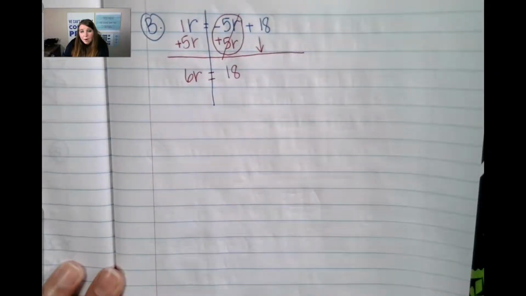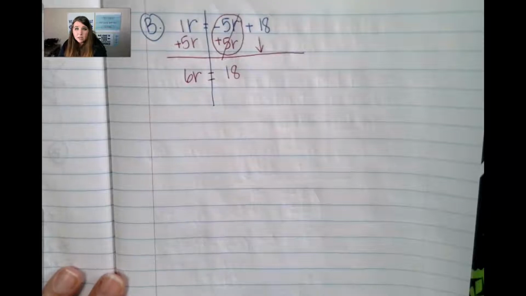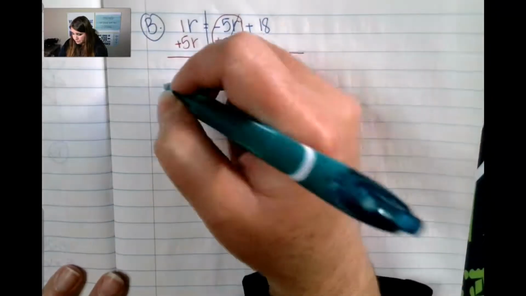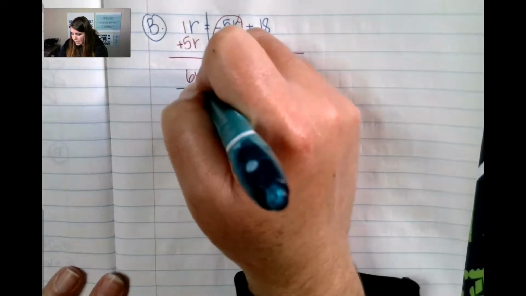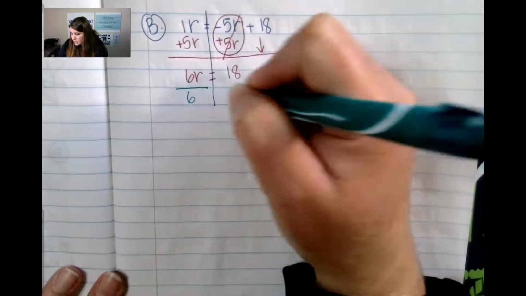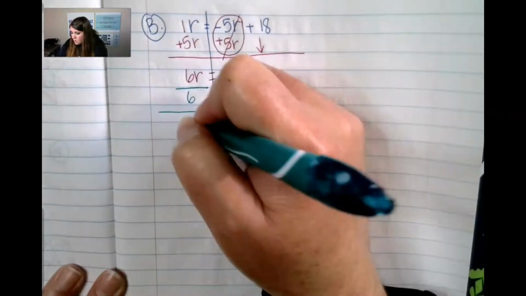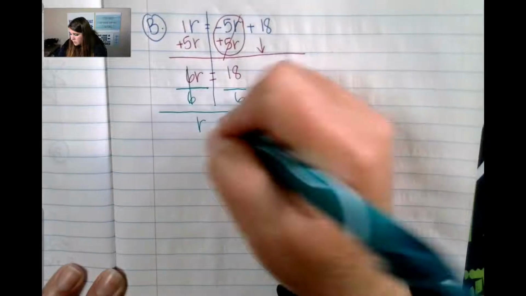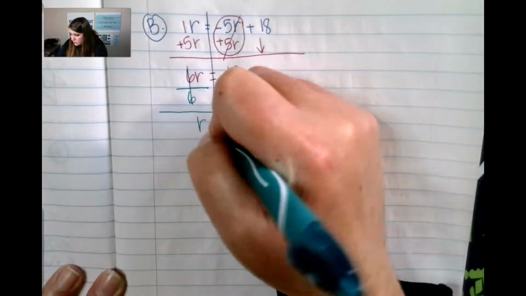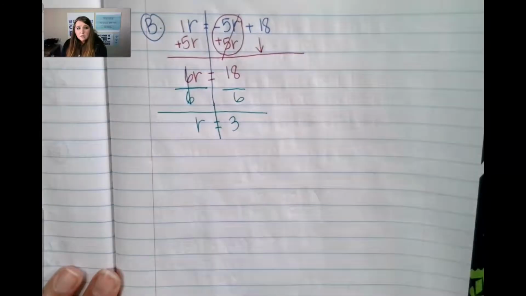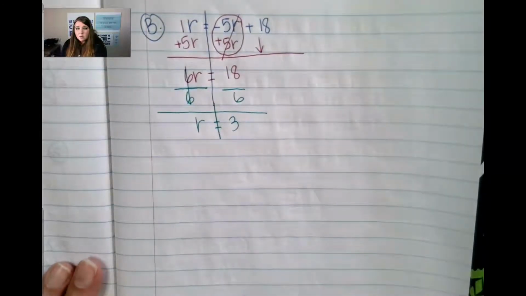Okay, now we are ready to balance this equation. I need to isolate, divide by 6, divide by 6, and I get 1r, so r equals 18 divided by 6, which is 3. So r equals 3.